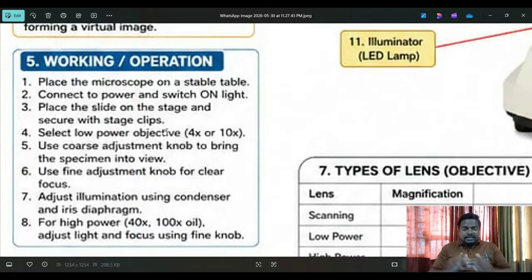When the microscope is there, the stage is there. I already showed you in that picture the stage, and the vernier scale also. You have to keep the slide on that. Next, fourth point: select the low power objective, 4x or 100x. I will show you very clearly which types of lenses are there. In the next PPT I'm going to show you everything, the internal parts, removing, and how to do everything. Listen carefully.